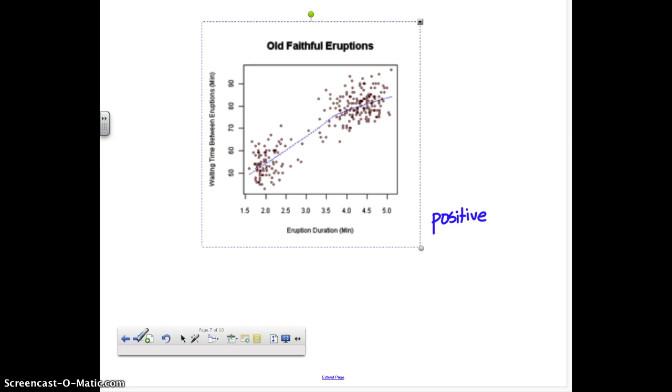Now are we a strong positive or weak positive? This one's a little bit tougher. We do have some good data grouped right around our line, and it all pretty much follows that line. So even though we have some points further out, we're going to say this is a strong positive.